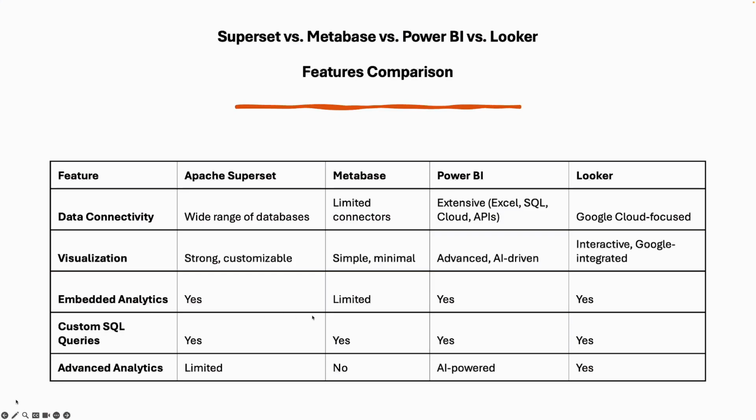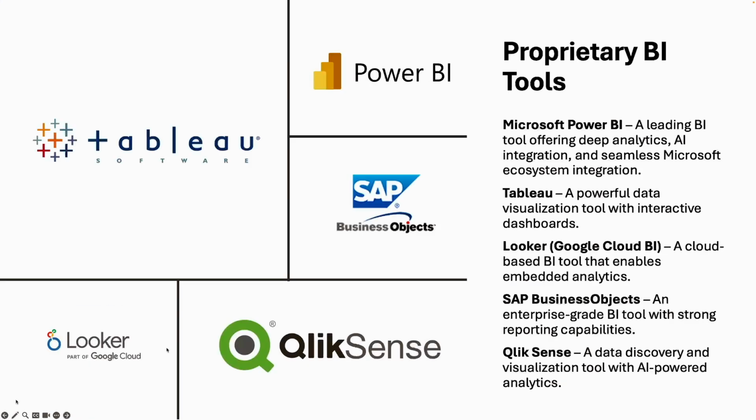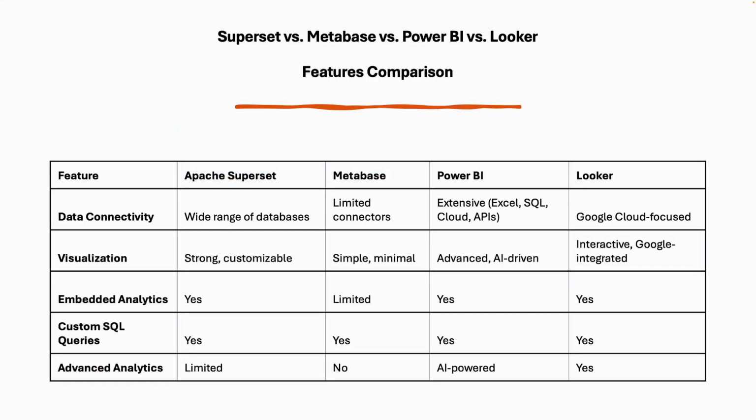All of them offer embedded analytics. Metabase only offers embedded analytics for the paid version. All of them offer custom SQL queries. Advanced analytics: if you are into advanced analytics, then maybe Apache Superset, Looker, and Power BI are your go-to tools. Maybe Metabase is not for you.